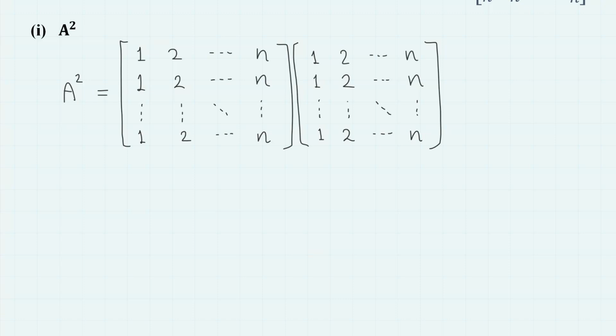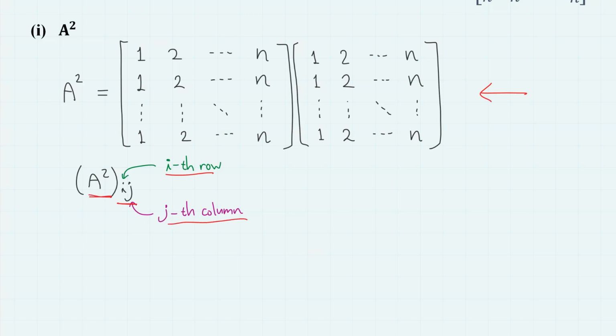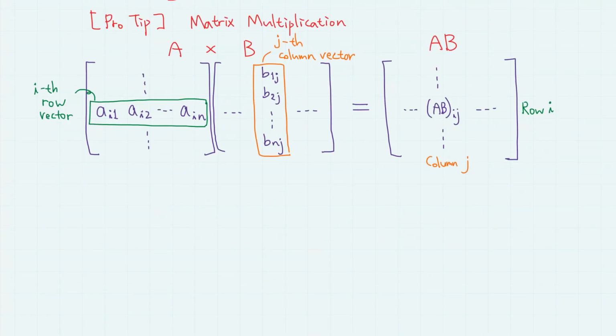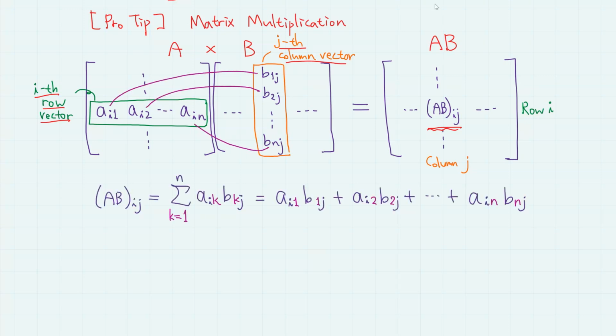First, A squared. It is this multiplication. Here, instead of writing the entire matrix, let us use the index notation for the elements of A squared. That is, (A squared) sub ij refers to the ith row and jth column of matrix A squared. And let us recall how we do matrix multiplication. In order to obtain the element on the ith row and jth column, we take the ith row vector from the first matrix, the jth column vector from the second matrix, and then multiply the corresponding elements in these vectors and add them up.